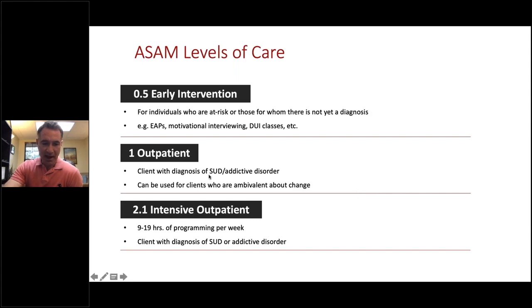Then the next level is outpatient. So there is generally a diagnosis of a disorder in outpatient. It can also be used, but they don't have severe treatment needs. They're pretty low risk of relapse. They've got good supports.